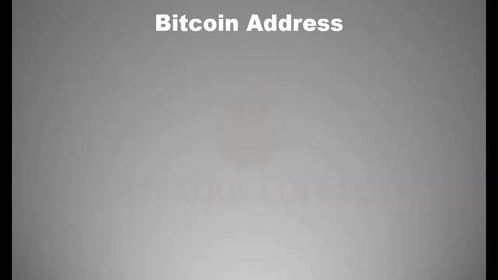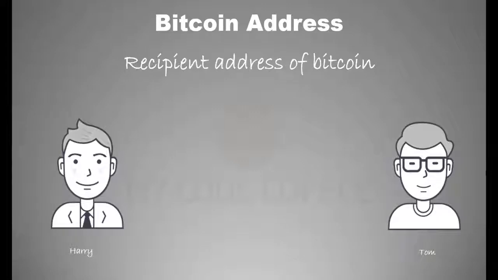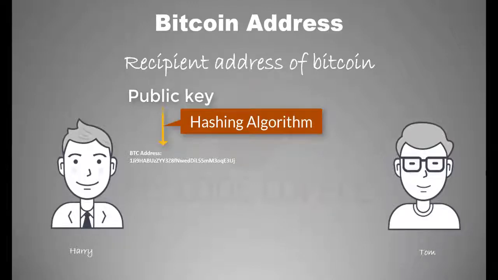Bitcoin address represents the recipient address of the fund. It's a string of digits and characters which can be given to anyone who wants to send you Bitcoin. Bitcoin address is generated from public key by applying hashing algorithm. Similar to elliptic curve multiplication that we learned in the previous chapter, hash algorithm is also a one-way function, which means you can calculate Bitcoin address using public key, but you cannot generate public key using Bitcoin address.